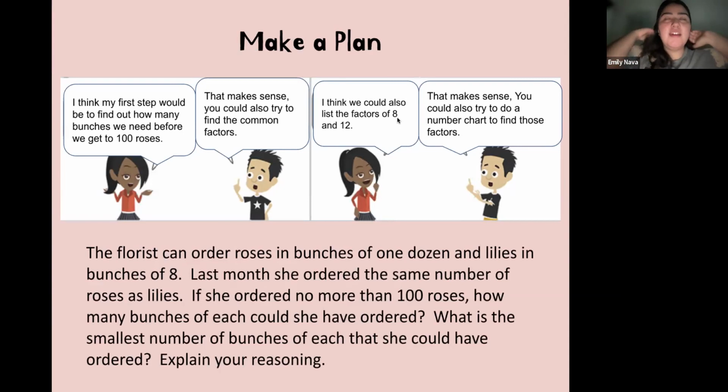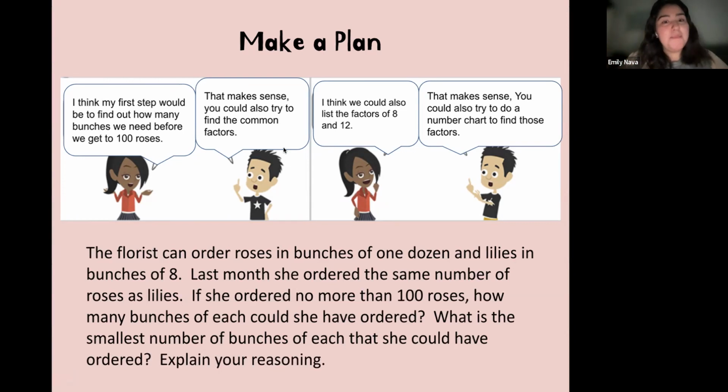So this, I think, would really help emergent bilingual students, having sequential steps for them to follow and a plan for how they're going to approach this problem, right? So in this little text bubble over here, it says, I think my first step would be to find out how many bunches we need to get to 100 roses. So finding the maximum amount they can buy, knowing that roses come in 12. So how many bunches of roses can they buy that will get to 100?